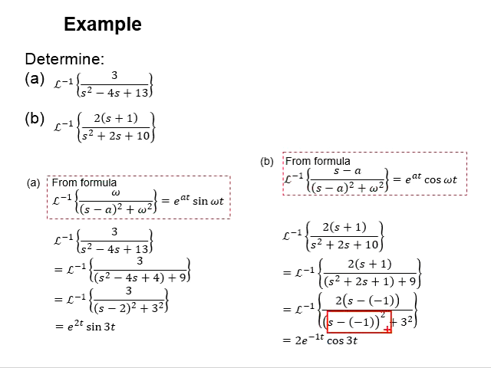Factorize this, it will be something like this, and the 9 here can be in the form of 3 squared. Compare the functions here. You will get a equals to -1, while omega equals to 3. There is a factor of 2 here. Remember to bring forward the factors and substitute the relevant values of a and omega, and you get your final solution.